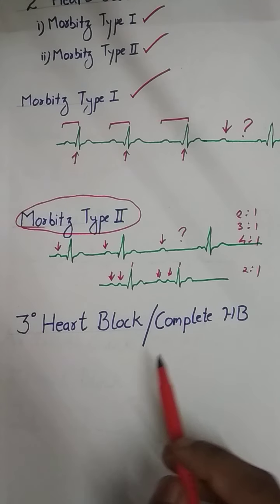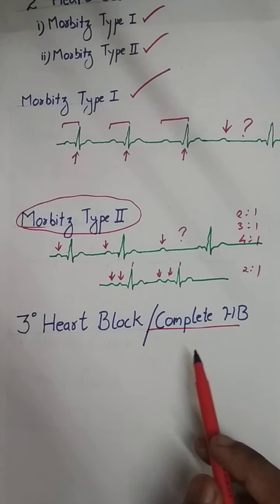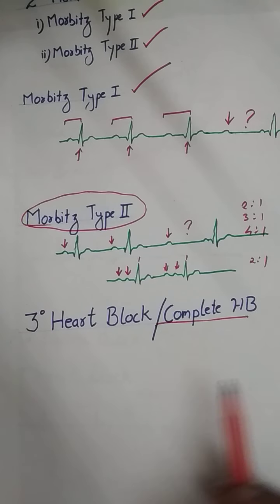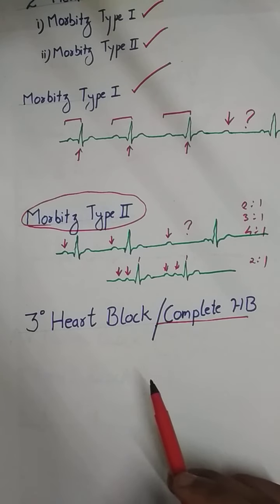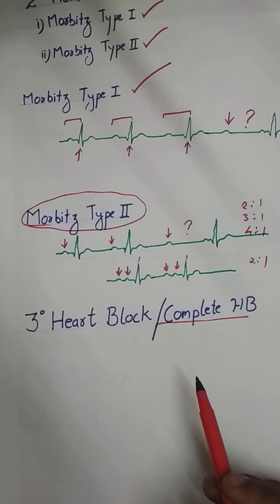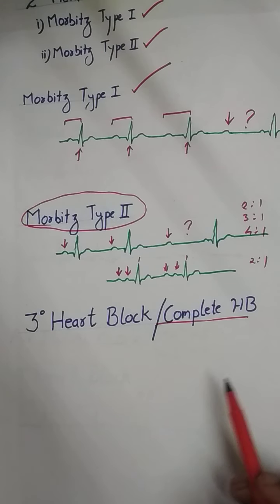Third degree heart block is also called complete heart block. Why are they called complete heart block? Because no impulse is transmitted from the atrium to the ventricle. The atrium and ventricle contract independent of each other. There is complete atrioventricular dissociation. So there is a normal atrial contraction, but the electrical impulse failed to go to the ventricle.